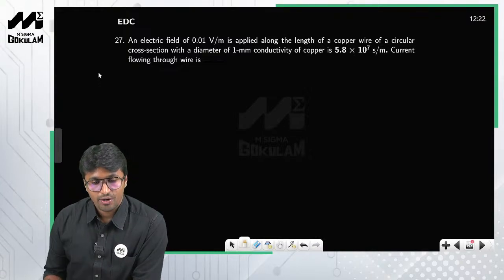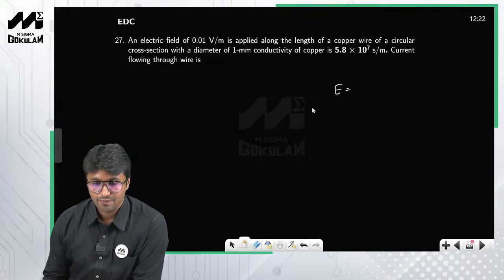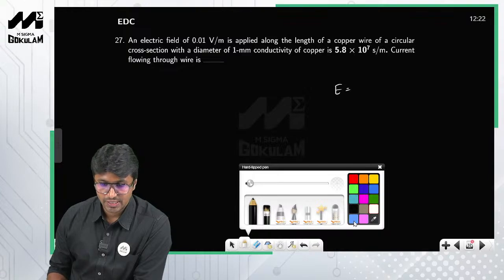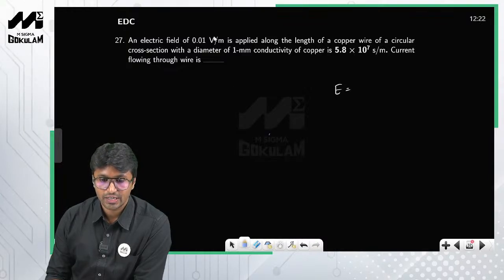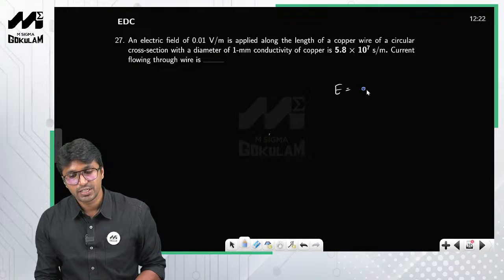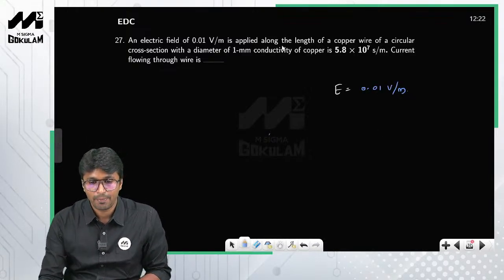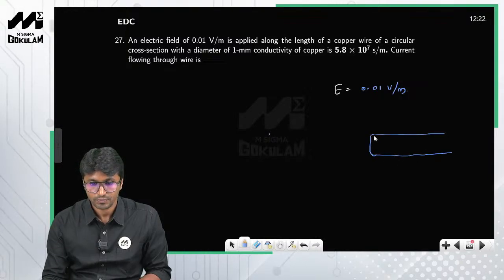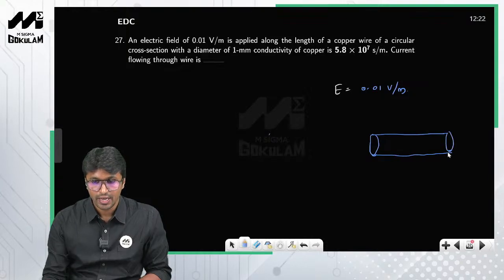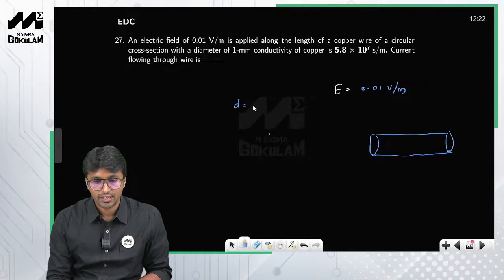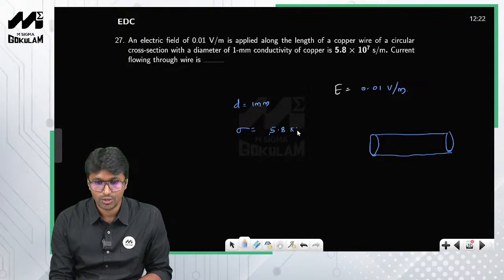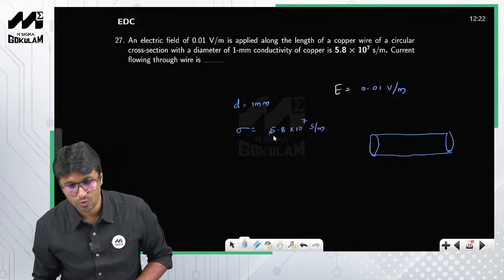An electric field of intensity, how did I identify that this is electric field intensity? Look at the units. The unit of electric field intensity is volt per meter. So E is equal to 0.01 volt per meter, applied along a length of copper wire of circular cross section, with a diameter of 1 millimeter. Conductivity is also given, 5.8 into 10 raised to 7 Siemens per meter. Find the current flowing through the wire.